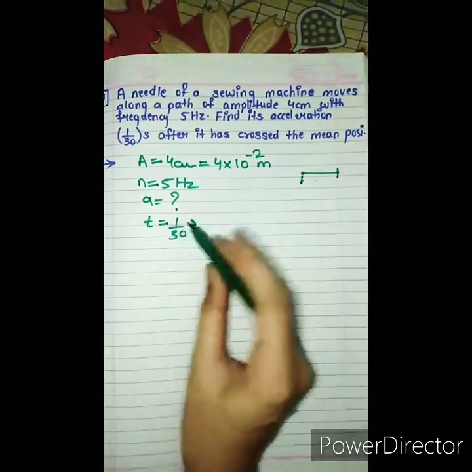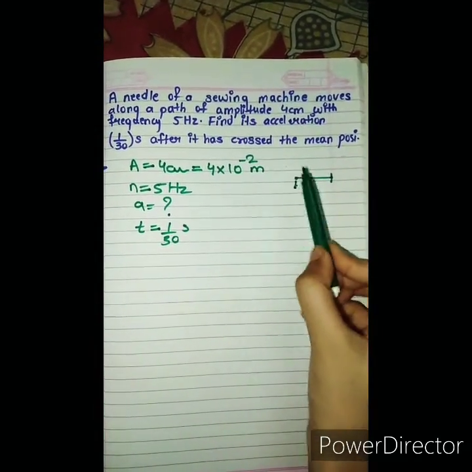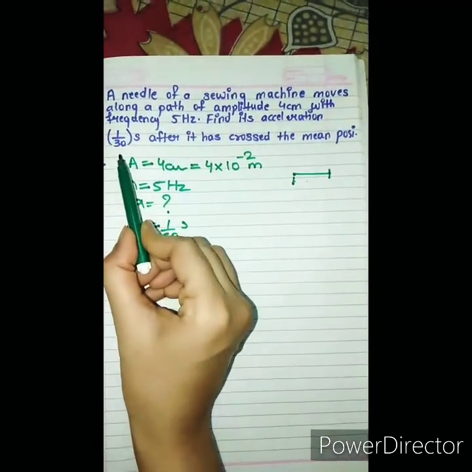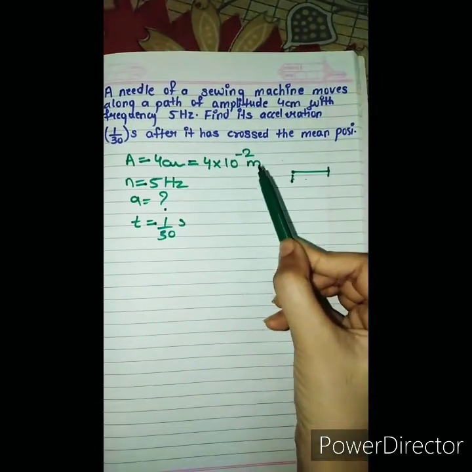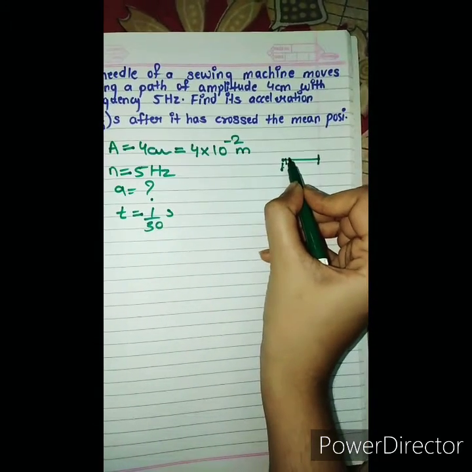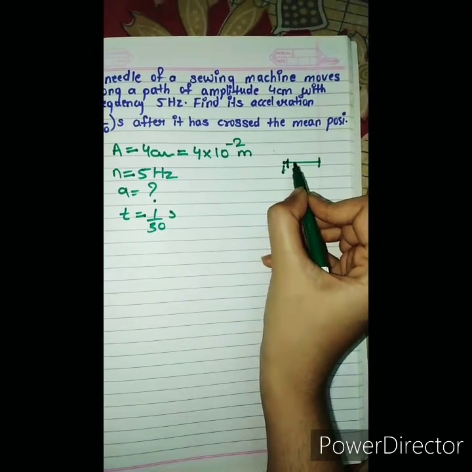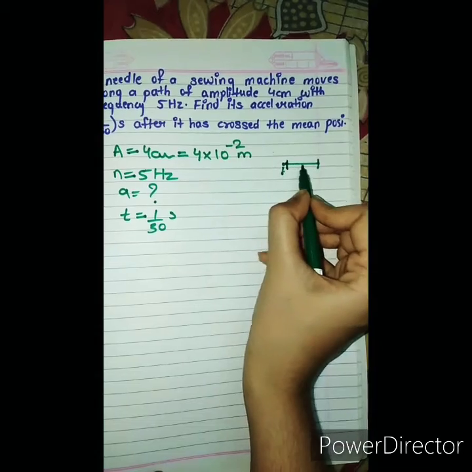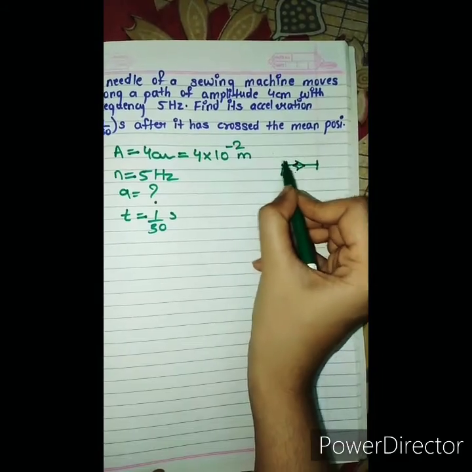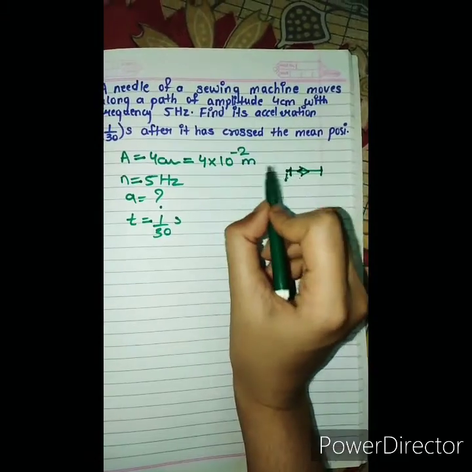Okay, you understood the question? The needle has crossed the mean position. If it is performing up and down, then it has crossed the mean position, and after crossing, the time is 1 upon 30 seconds. What will be the acceleration at that time? Wherever it may be, it can be over here or over here, but it has crossed the mean position. It is not coming towards the mean position. It has crossed the mean position, and it is going towards either the positive extreme or the negative extreme. And what is the time?